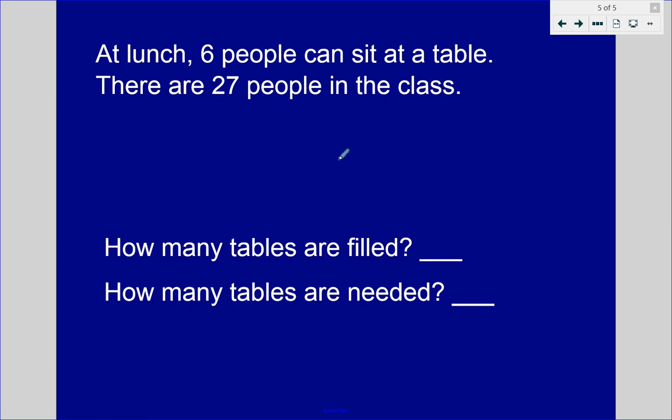All right, what about this one? At lunch, 6 people can sit at a table. There are 27 people in the class. How many tables are filled and how many tables are needed?